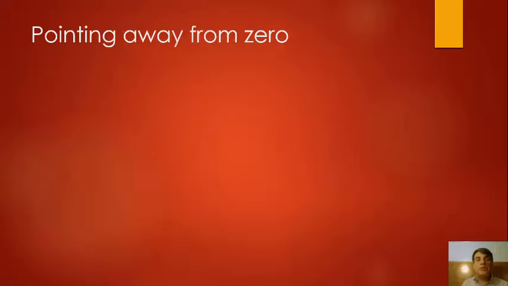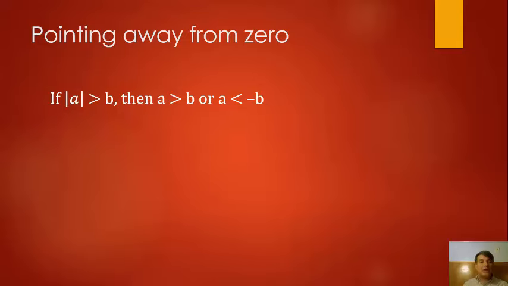What happens when the inequality is pointing away from 0? Well, if the absolute value is greater than b, then we have not the part in the middle. So when it's pointing towards 0, it's in the middle. When it's pointing away from 0, then it's going to be on the outskirts of the number line. It's going to be pointing toward positive infinity, and it's going to be pointing toward negative infinity. So if the absolute value of a is greater than b, then the answer is going to be a is greater than b, or a is less than negative b. Let me give you an example.